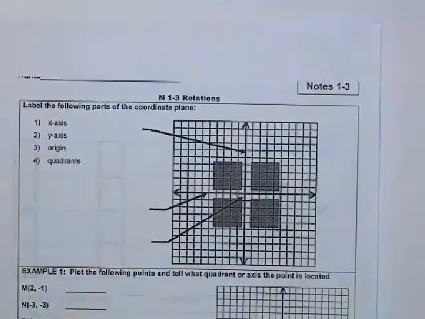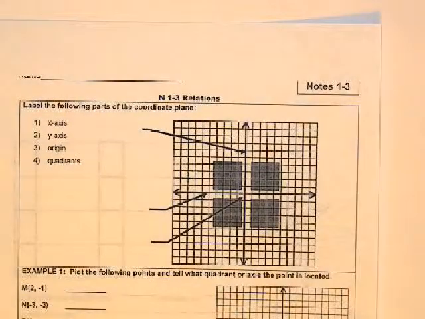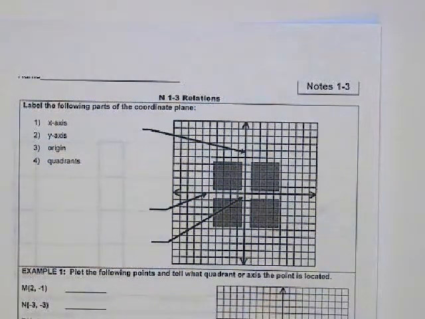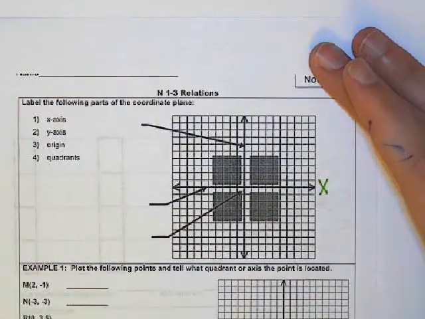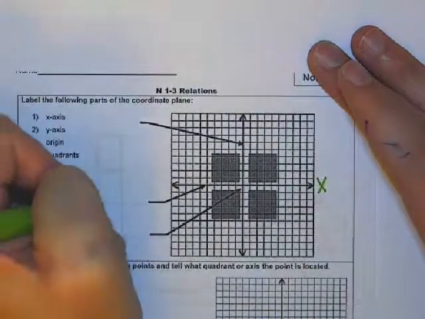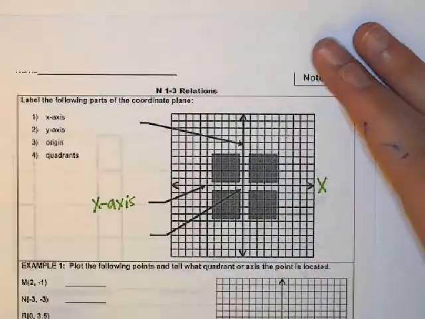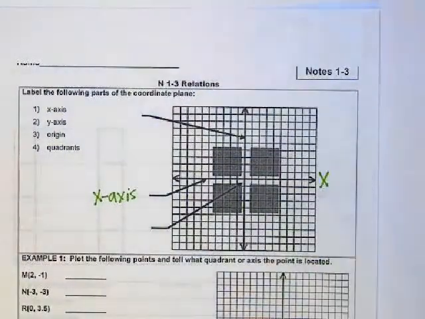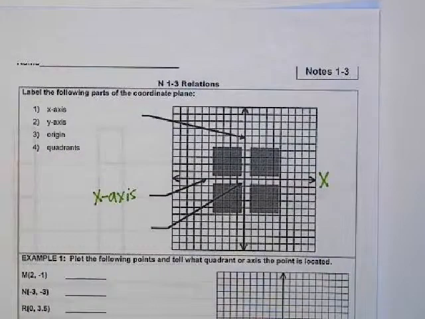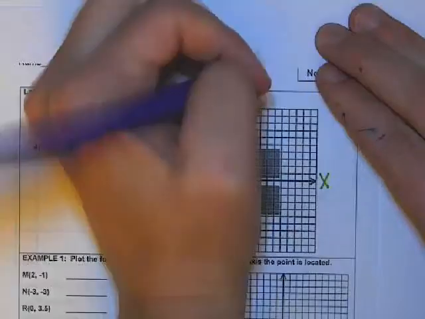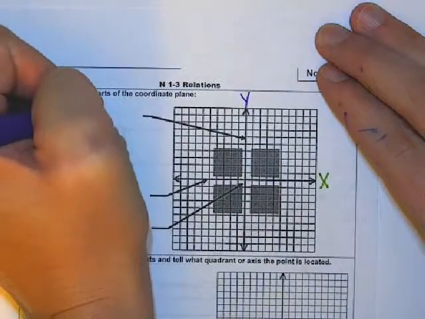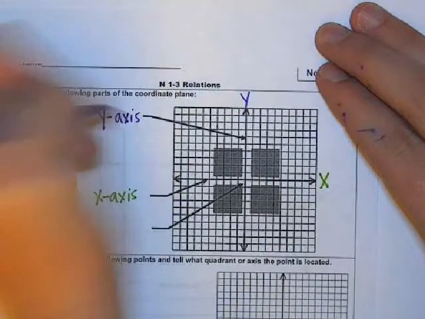First, we're going to label our graph, just to make sure we remember those vocabulary words and what they look like. Number 1 says my x-axis. Here's your x-axis, right? Goes left to right. And I'm going to label the line that's touching it x-axis. So if I'm writing, you should be writing. Number 2 says my y-axis, up and down. So I'm going to label this y-axis.